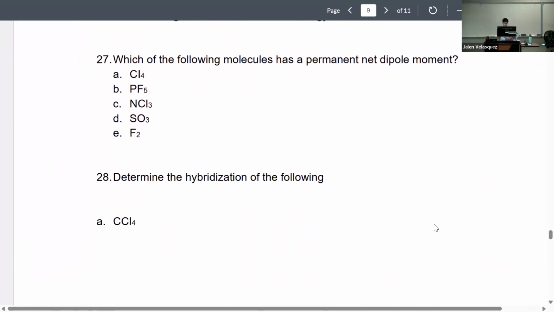Number 27. Which of the following molecules has a permanent net dipole moment? So we learned about polarity, right? But then remember that last day of chapter 8 where we learned that the geometry can affect the overall polarity of a molecule? So here's your hint, you can have polar bonds, but an overall non-polar molecule, right? We remember that? So which molecule do you think here has a permanent net dipole moment? Permanent net dipole moment is just saying what is polar.